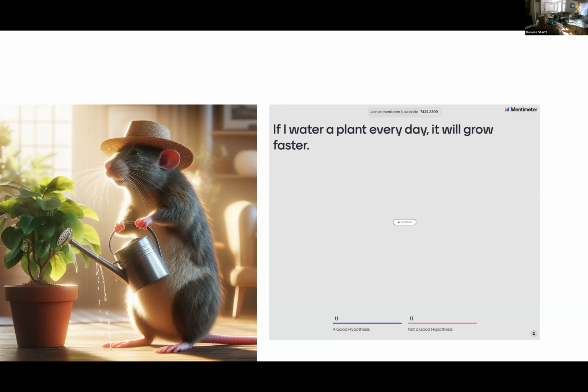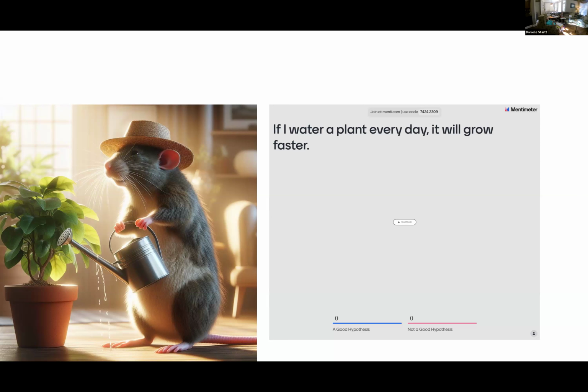If you water the plant maybe once a week instead of once a day? Yeah. Okay, so what am I going to need then? How am I going to test that? I've got a plant, and I'm going to need a second plant, right? I'll water one plant every day and the other once a week. My hypothesis is that if I water that plant every day, it's going to grow faster.